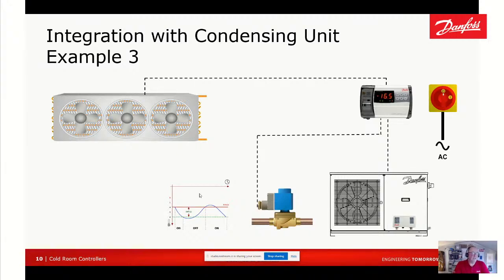Here we have a single power supply coming to the control panel, and then we've got the feed out to our evaporator for the fans and the defrost heaters, a feed out to the condensing unit, and then a feed out to the solenoid valve. So again, we're working on a pump down. No benefit, I guess.